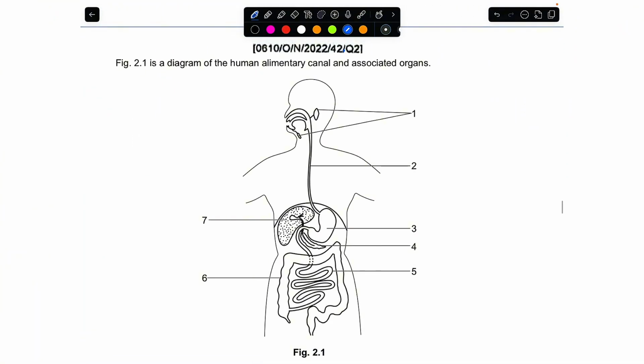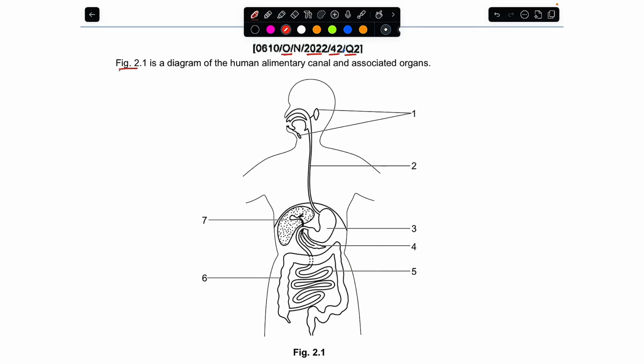Now coming on to October/November 2022, the theory paper variant was 4-2, and this was question number 2. Again, your approach in terms of the identification of the parts of the alimentary canal and how the enzymes within them work was tested. There would be a graphically based question that related them to the enzymatic activity.